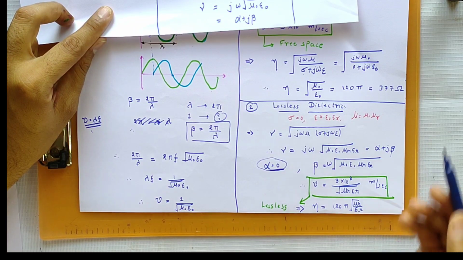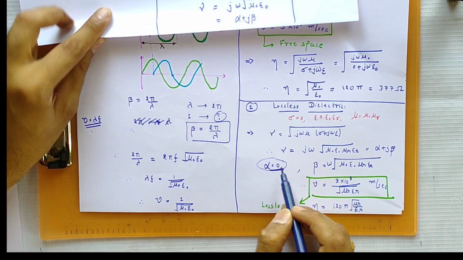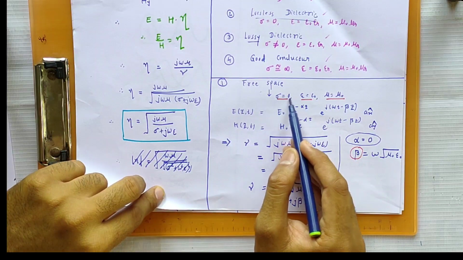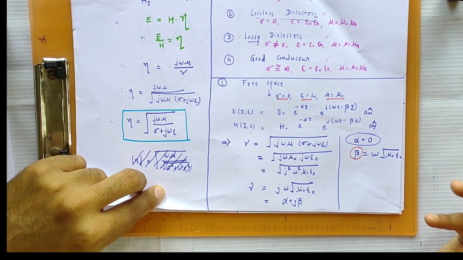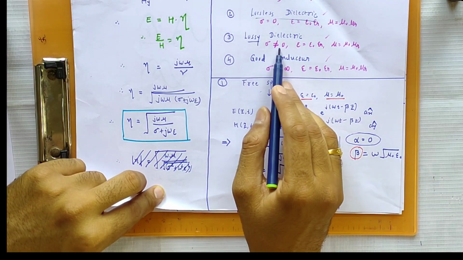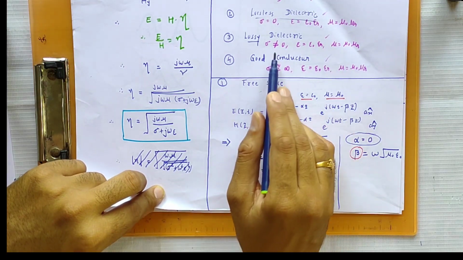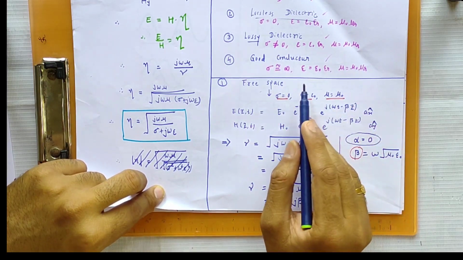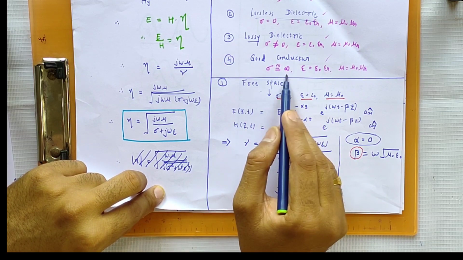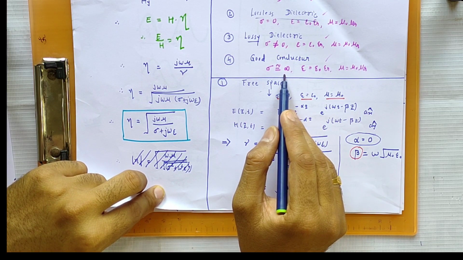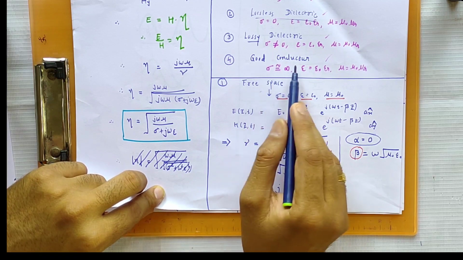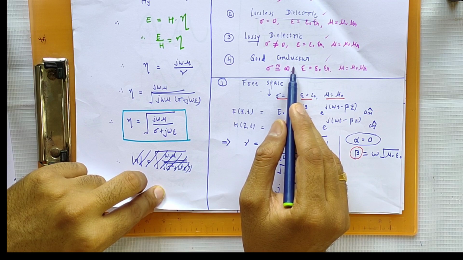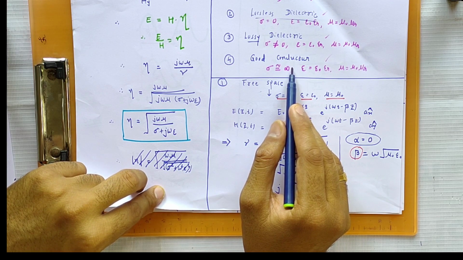So when sigma is 0, attenuation is 0. Here also sigma is 0, attenuation is 0. If there is no conductivity, it indicates no loss. But if conductivity is present, loss is present. More conductivity, more loss. A good conductor ideally offers infinite, or very, very high, conductivity, so there is more loss in a good conductor. So we can say which one is a bad medium for electromagnetic wave?